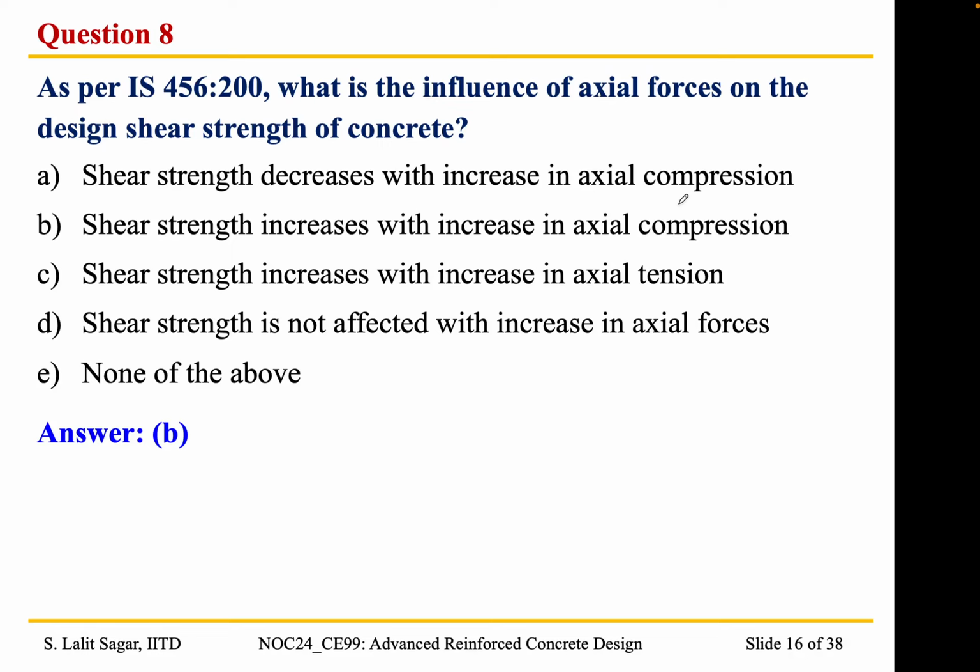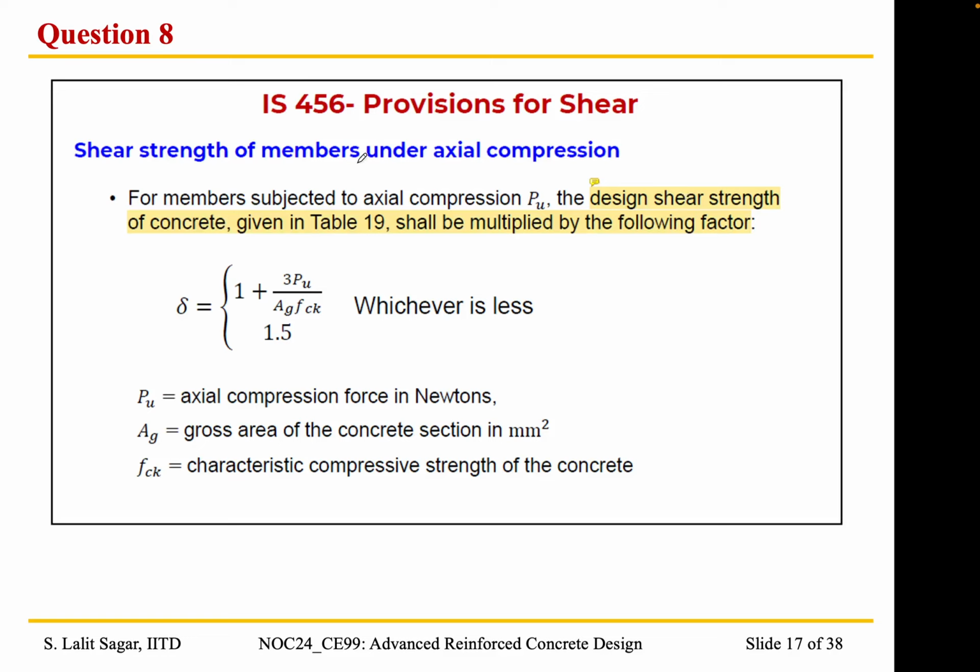Okay, so this is taken from the lecture slide, and also from table 19 of IS 456. So it is given that whenever there is an axial compressive force Pu acting on the member, the design shear strength of concrete has to be multiplied by the following factor. That is actually greater than 1, because it is 1 plus a positive term, and 1.5.